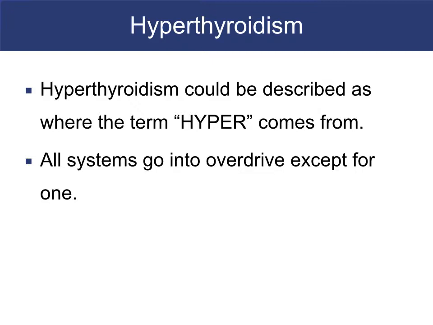Hyperthyroidism could be described as where the term hyper comes from. This is my slide. Basically, all of your body systems go into overdrive except for one, and that's the menstrual cycle in females. Here's a lady with a goiter. You can see the big lump in her neck here.